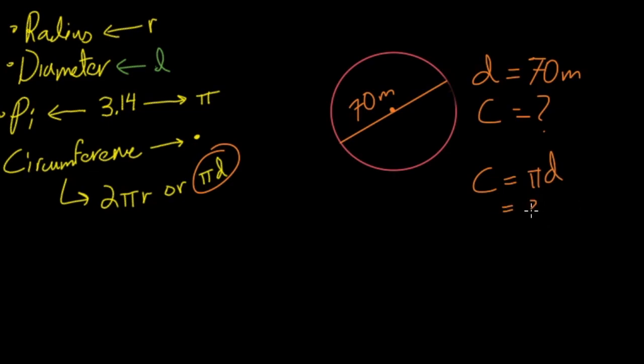We know that pi is 3.14 and d is 70 meters. All we do is find the product. So we do 3.14 times 70, and I get 219.8, and I maintain the unit of meters. It's as simple as that. Now we found the circumference.